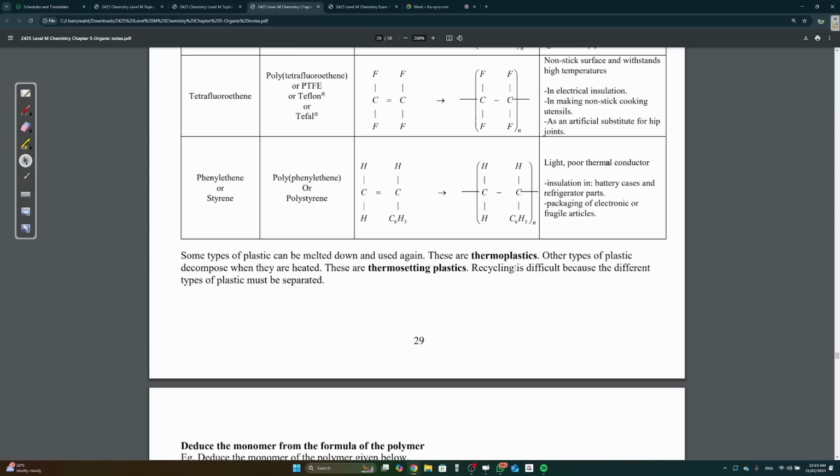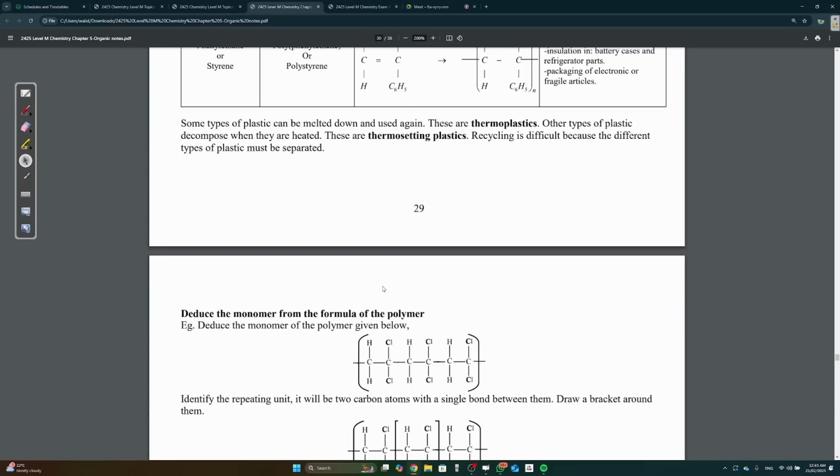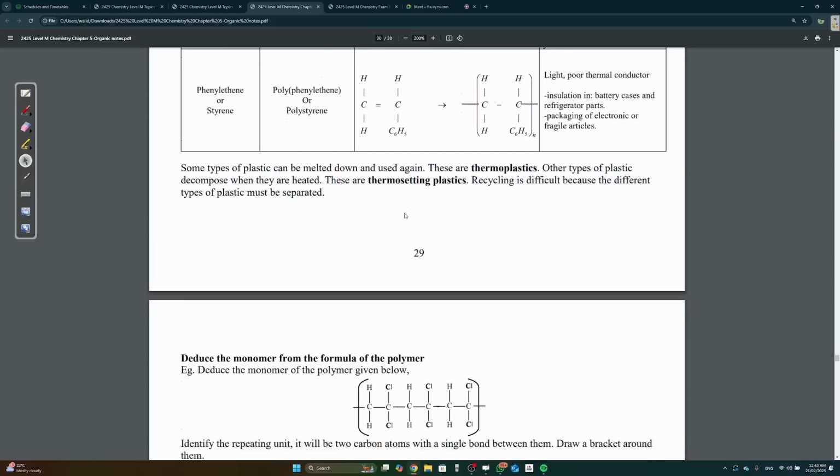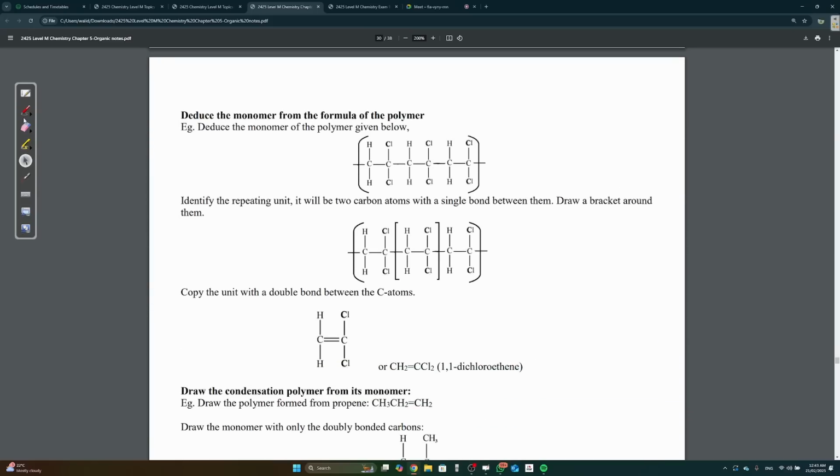Other types decompose when they are heated. These are called thermosetting plastics. Recycling is different because the different types of plastics must be separated. Okay, this is important because I think one of them is thermo or something like that. But they don't ask this stuff. Deduce the monomer of the polymer.